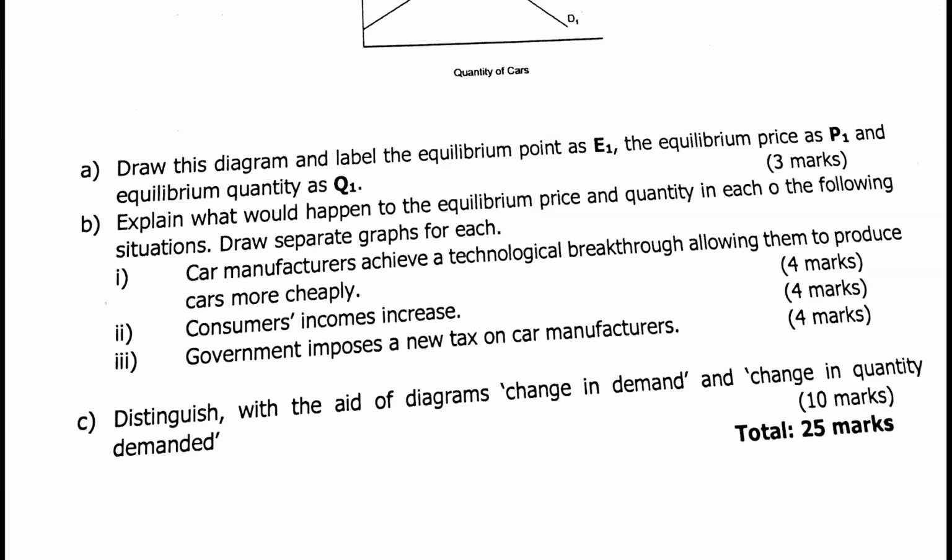We always start from the equilibrium. We are given the situation, okay? Explain what would happen to equilibrium price and the quantity for each of the following situations. Draw separate graphs. So the thing is that, number one, we are selling cars, okay? We always start from the initial condition.